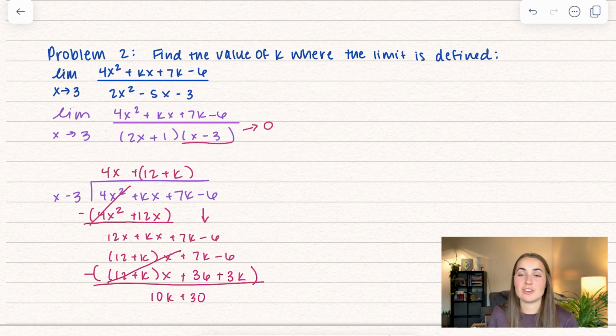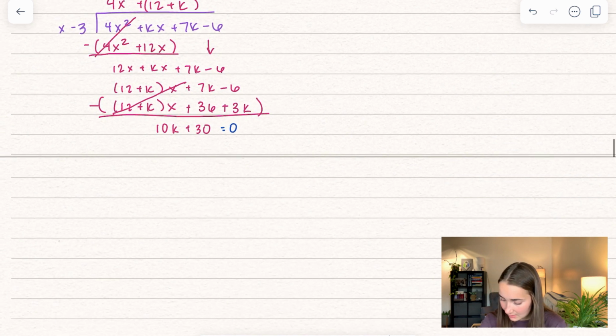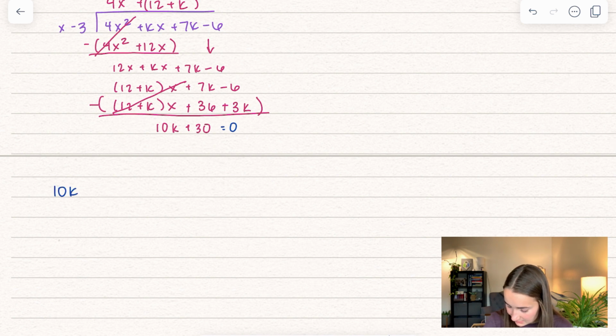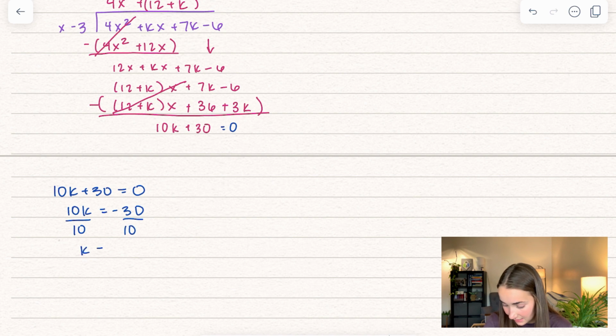So with long division, if it divides nicely, this actually should equal 0. So I'm going to use this to solve for my value of k. I'm going to scroll down a little bit. 10k plus 30 needs to equal 0. So it divides nicely. Subtract over that 30, I get negative 30. And divide both sides by 10, I get k is equal to negative 3. So we have a k value now.